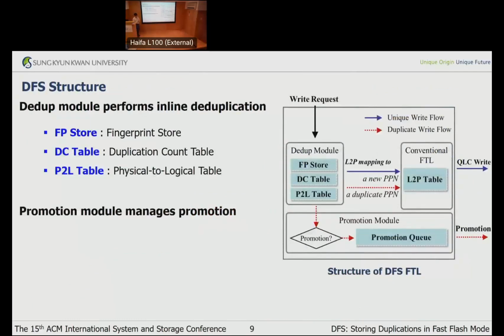In addition to the dedup module of conventional deduplication FTL, DFS has another component called the promotion module. In the dedup module, there are three important data structures. First, fingerprint store stores hash values of physical pages. Duplication count table stores each page's number of duplications. P2L table stores the inverse of the logical to physical table the FTL manages. It stores physical to logical page number mappings of the duplicated pages. These data structures are already in existing deduplication FTLs, such as Remap SSD.